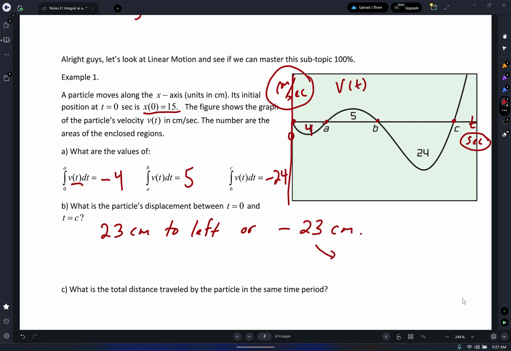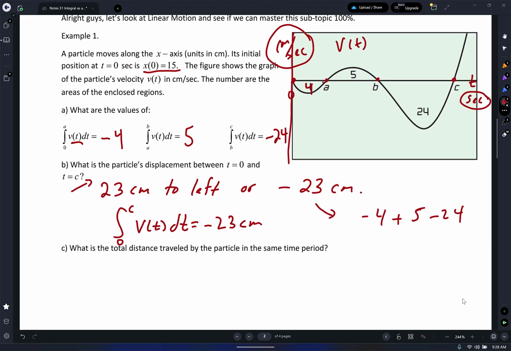And I'll put the work here of how we did it. -4 plus 5 minus 24. Nothing crazy. Are we okay? By the way, oh man, I knew I should have added something. I probably should have put, give me the symbolic representation of all this. Integral from 0 all the way to C of v of t equals -23 centimeters. Yay or nay? Perfect.